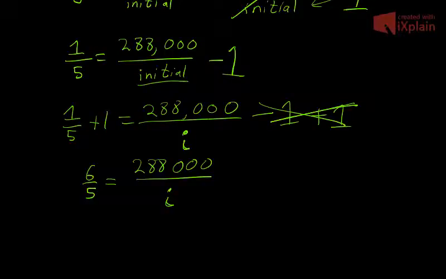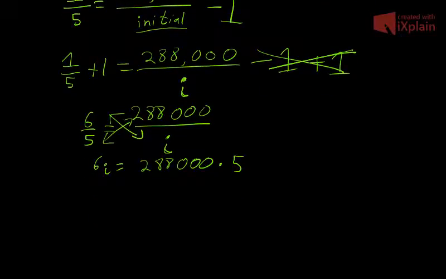And now we finally have a simple little ratio problem that we can deal with. So we're going to solve this the same way we do our other ratio problems. We are going to cross multiply here. So we have that 6 times I equals 288,000 times 5. And if I do this absolutely awful multiplication here, I'll find 6 I's equal to 1,440,000.